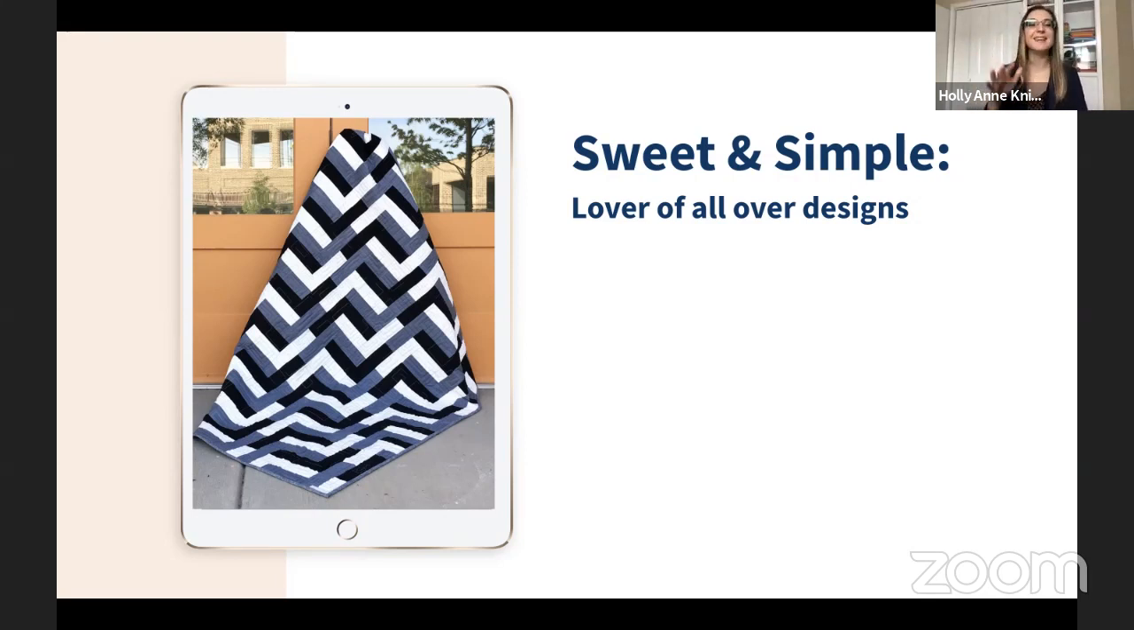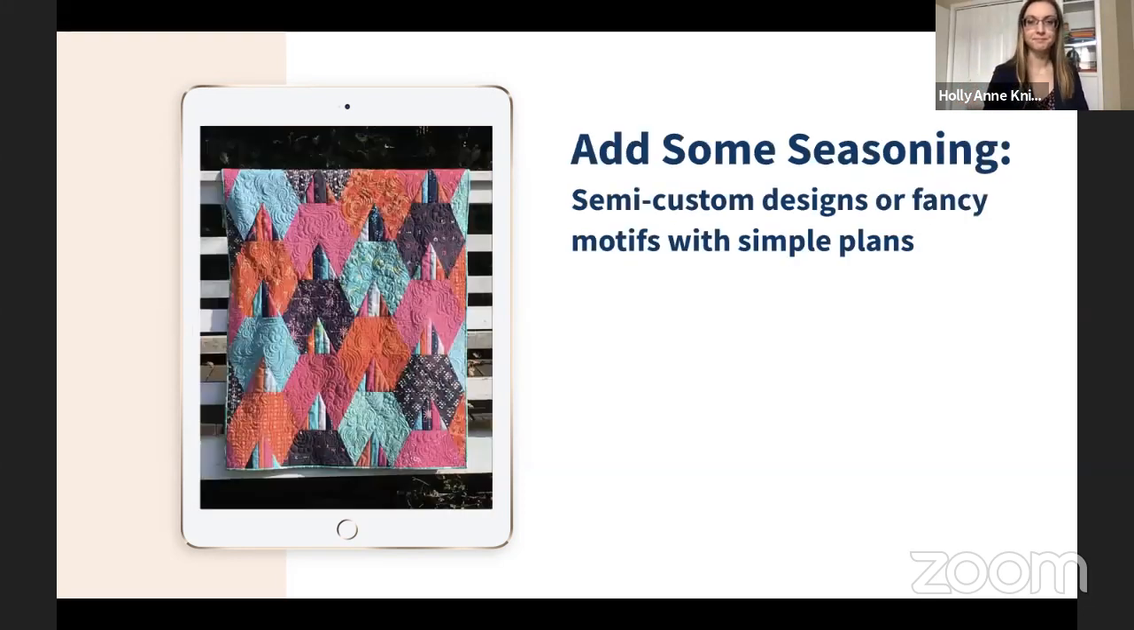All right. This is like the classic marinara of quilting plans. Okay. Now you may want to add some seasoning. Maybe you're a garlic marinara girl, right? And this is either going to be semi-custom quilting plans, so something that's using 2 or 3 motifs, or maybe it's a really simple quilting plan like this one, but with fancy motifs. All right, so this is Aldebaran, and there are only 2 things happening on this quilt.